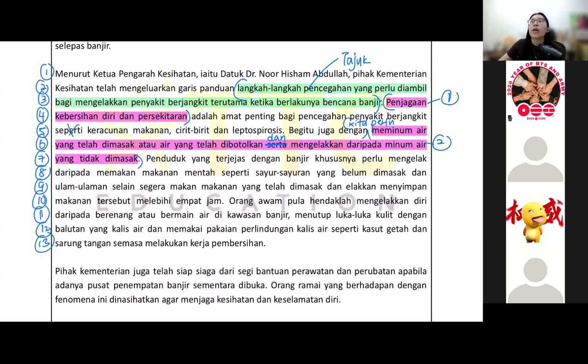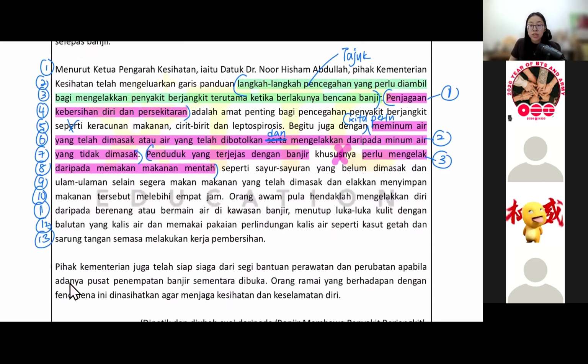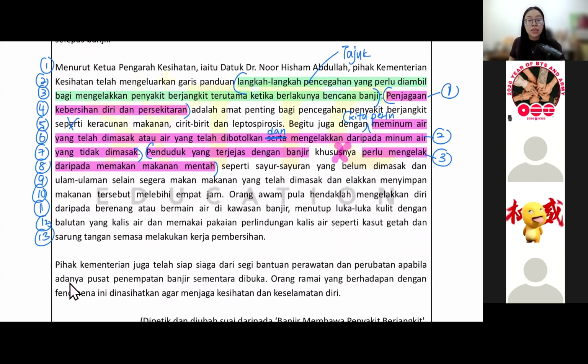If they already give you watak, then you don't need to add on. Normally, starting from kata kerja, you have to add on watak. Penduduk until mendak. Yes, correct. So, penduduk yang terjejas dengan banjir, you don't need khususnya lah. You can just save one word count. Perlu mengelak daripada makan makanan mentah, which is the raw food. So, this is number 3. Like veggie, all these yang belum dimasak. Now, what else?